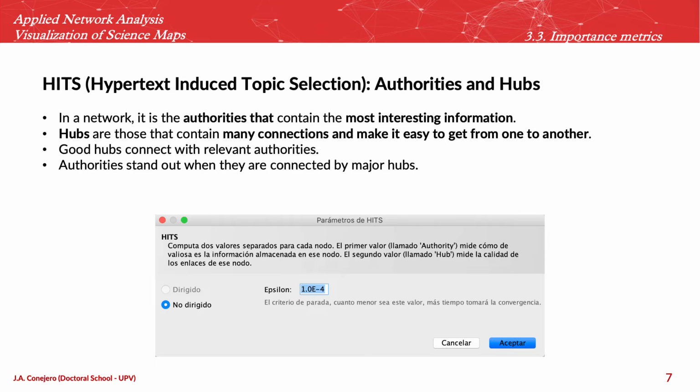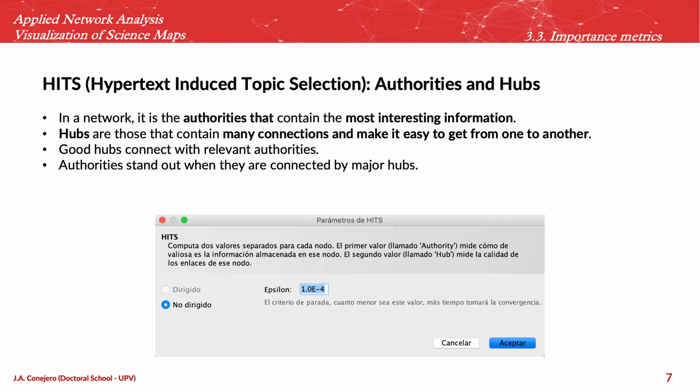This algorithm was based on the idea that the authorities in a network are the pages that have the relevant information, and hubs are pages that contain many connections and make it easy to pass from one website to another website. So the thing is that good hubs are expected to connect with relevant authorities, and authorities stand out when they are connected with major hubs.